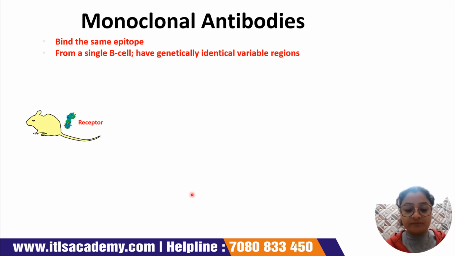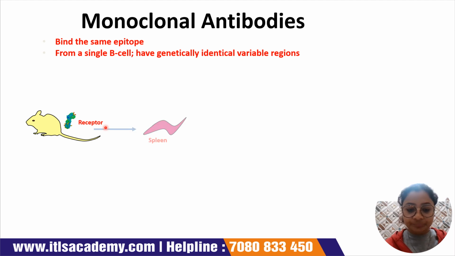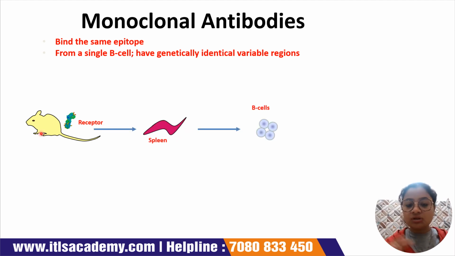As you can see, we have this mouse, and this is the receptor for the particular antibody. This is the spleen of the mouse. We isolate the spleen, and from the spleen we get the B cells. Because now the B cells are activated since the antigen has come and bound with the receptor. So the B cells have been activated.